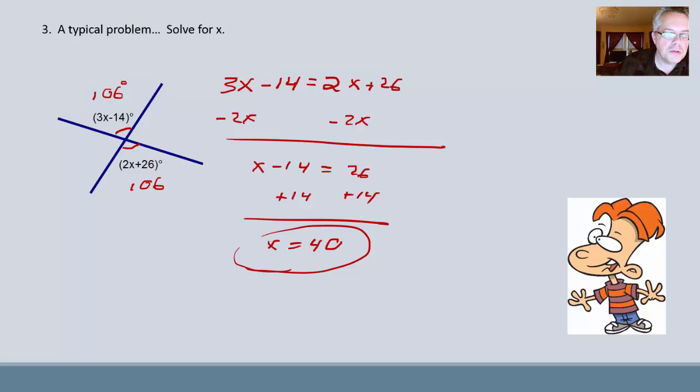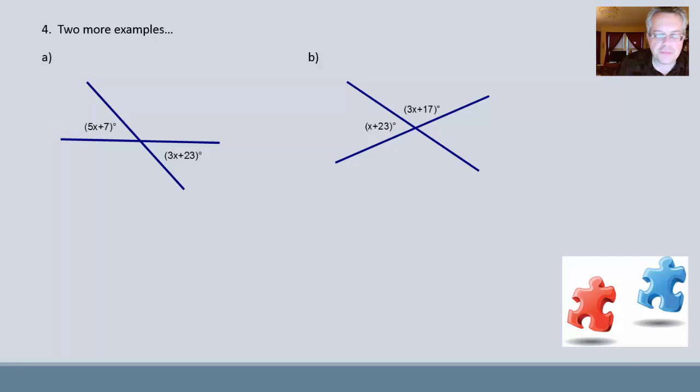All right, two more quick examples. This first one, if I look, I got to think about what's the relationship. So that's the geometry. The first step is geometry. These are vertical angles, so they have to be congruent. So I'm going to set them equal to each other. 5x plus 7 equals 3x plus 23.